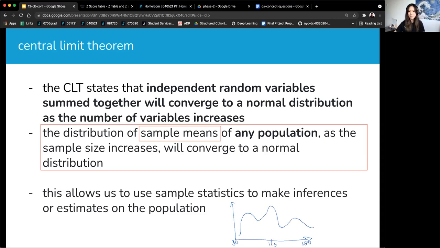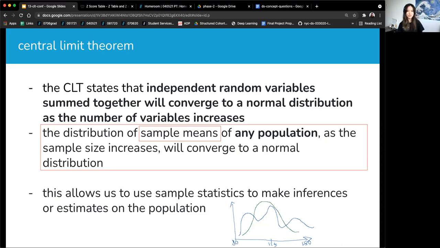If I take a bunch of sample means from here, no matter what this blue squiggle line looks like, the sample means distribution will still end up looking like that. And there's a pretty cool lab that will illustrate this exactly: the greater your sample size, and the more samples you take, the closer and closer to a normal distribution those numbers will look.